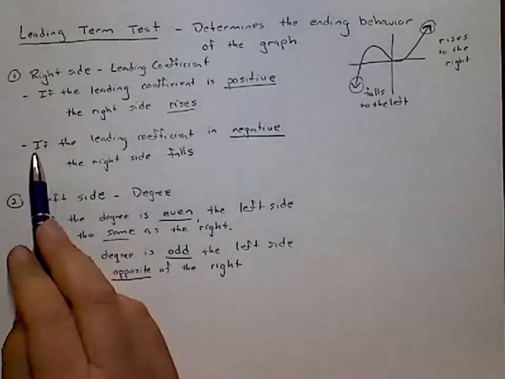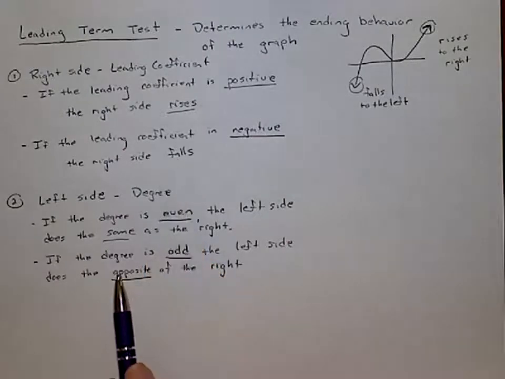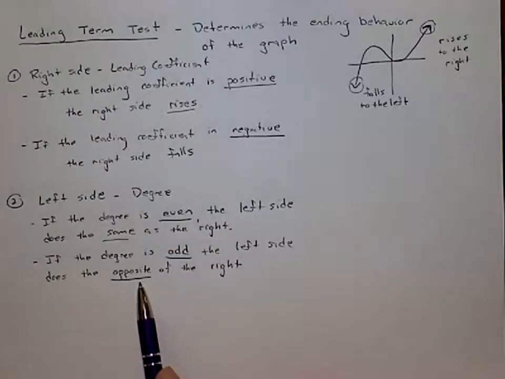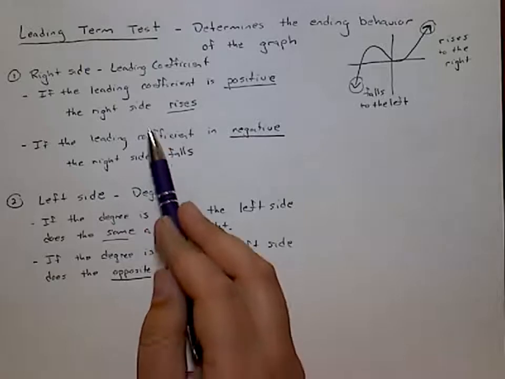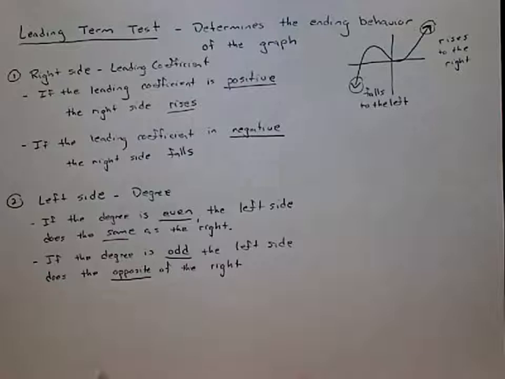So let's say our right side fell and our degree was odd. So if the right side fell, the left side would rise. It does the opposite of that. That's why you have to determine what the right side does first before you go and determine what the left side does.